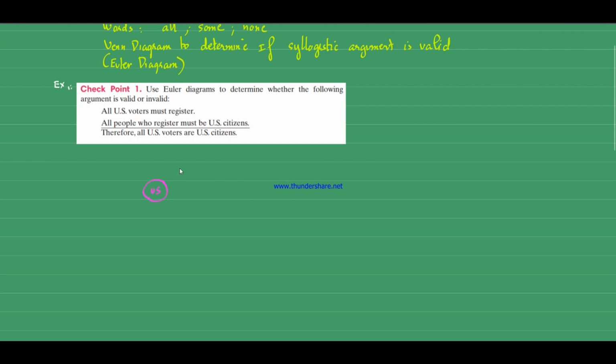So I have another circle right here, and this circle over here is the registration. So I'm going to put register over here. That represents the first premise. Now the second premise: all people who register must be U.S. citizens.